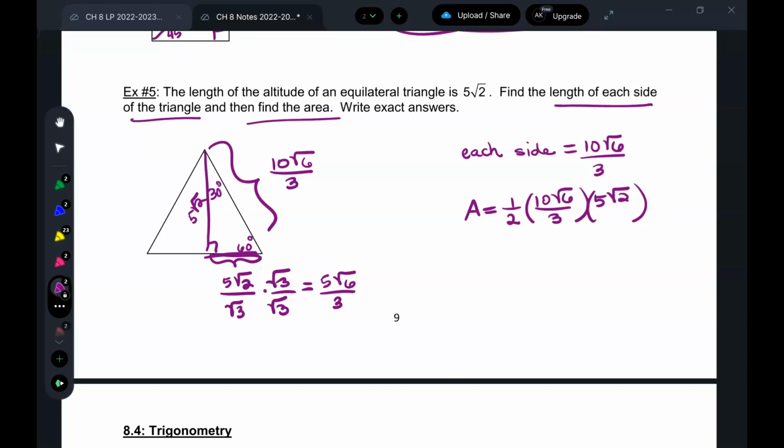What if you do 5 root 2 equals x root 3? Yeah. Then you divide by root 3. Wait, can you do that on the board? Yeah, let me just finish this.